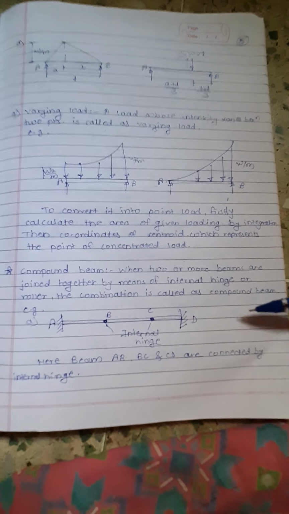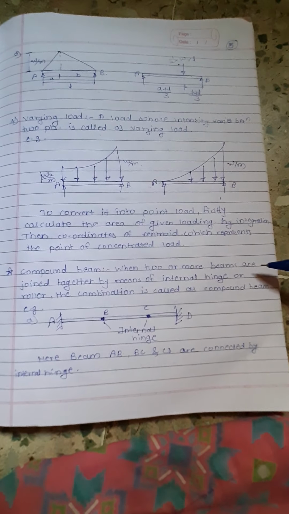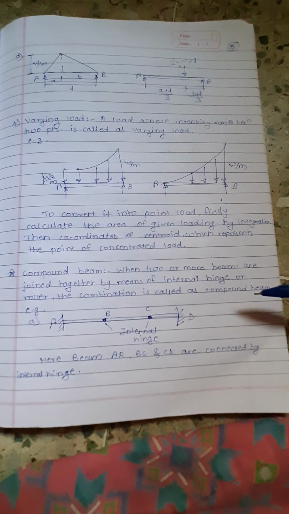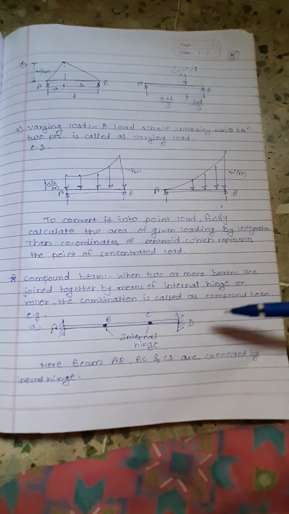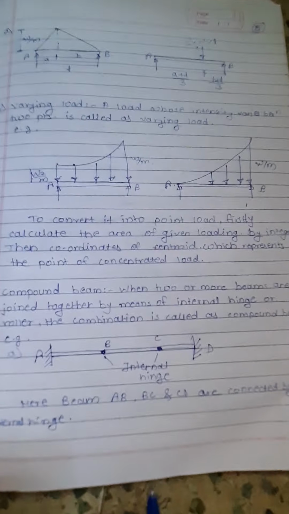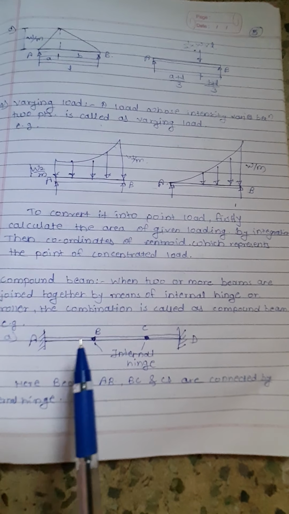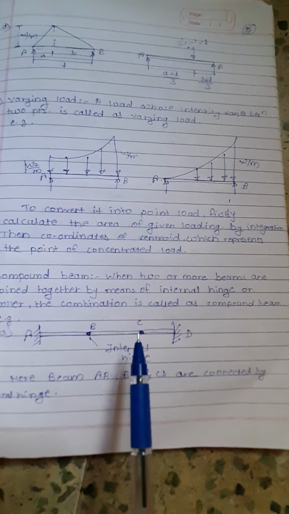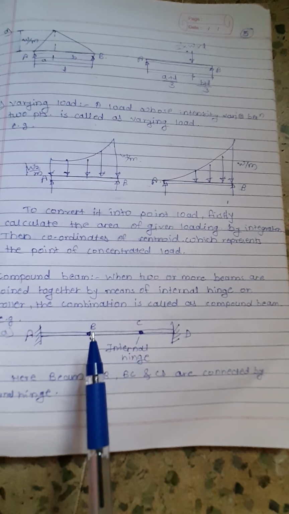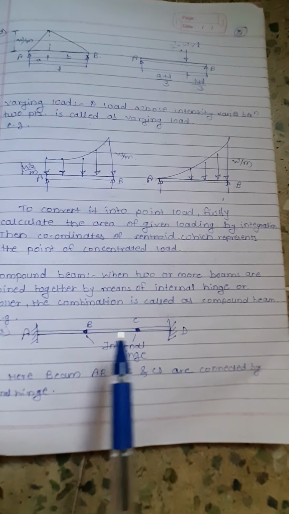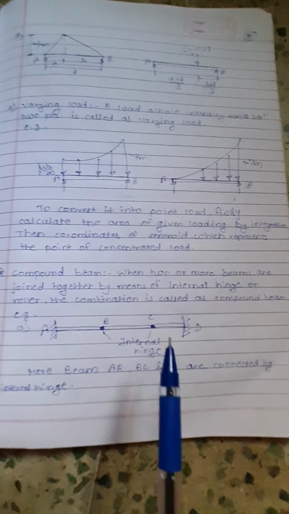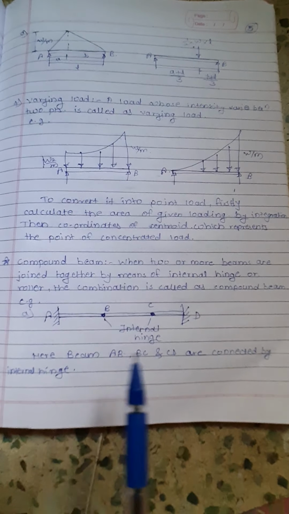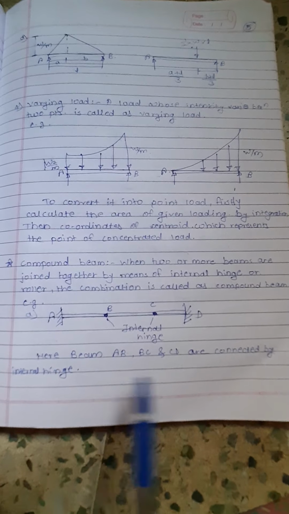Now we'll see the next, the compound beam. When two or more beams are joined together by means of an internal hinge or roller, the combination is called a compound beam. Now we'll see it by representation of a diagram. Here beam AB is connected with beam BC with the help of an internal hinge at point B, and beam BC is connected to beam CD. At point C, the internal hinge is there. So here beams AB, BC and CD are connected by internal hinges, so it is a compound beam.